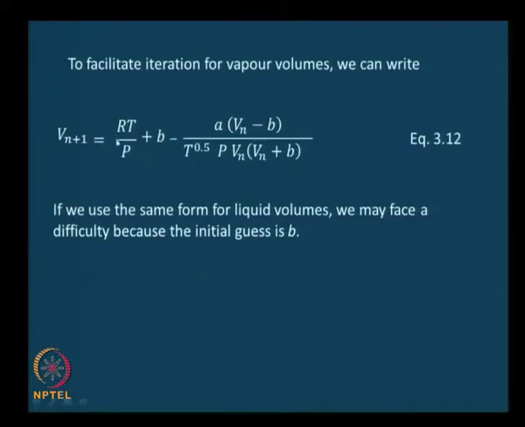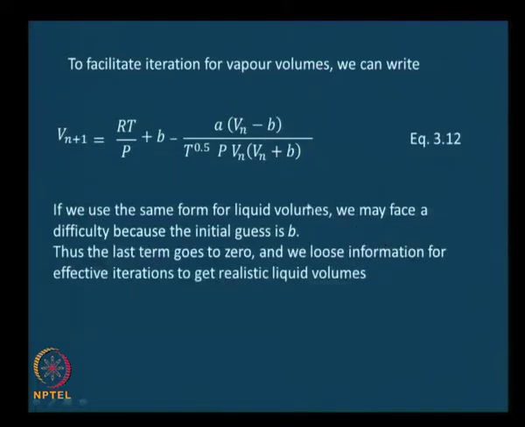Whereas, note the form of the equation here, we have a Vn minus B. Therefore, if our initial guess is going to be B, this term is going to get out completely, and therefore, this is a big loss of information here to be able to do effective iterations to get realistic liquid volumes. Therefore, this is not the form that we would like to employ for doing iterations to get to liquid volumes.